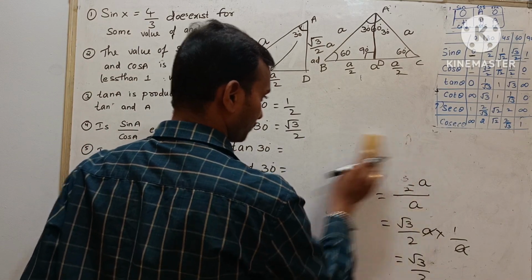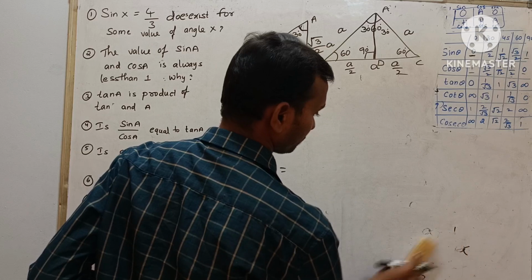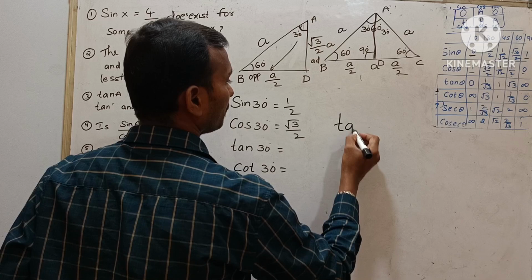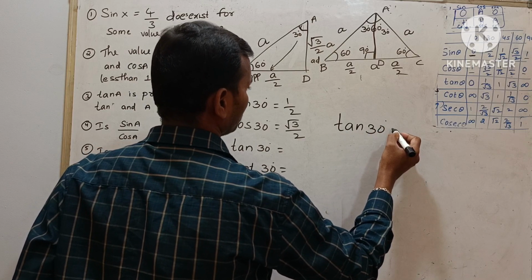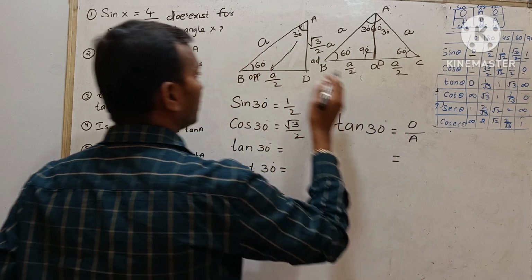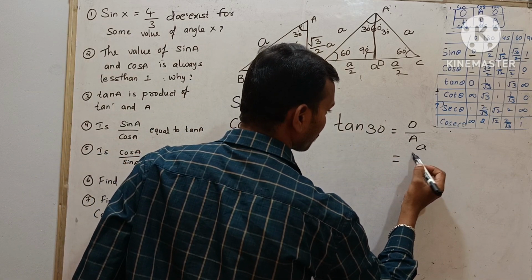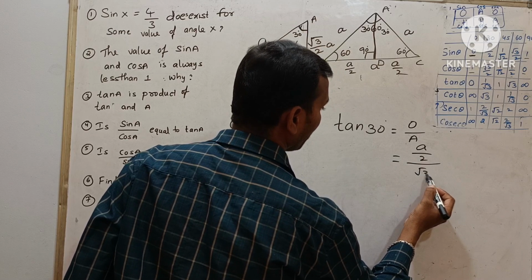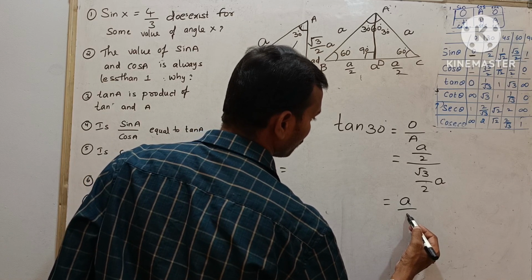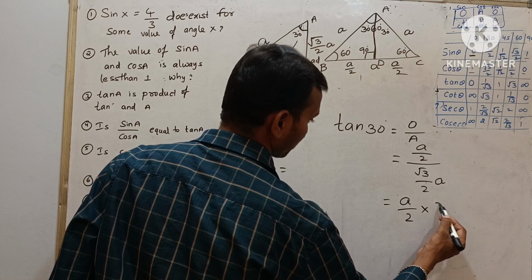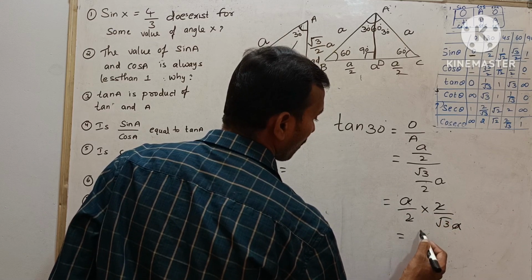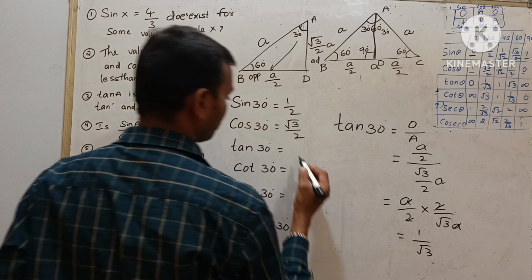Now we will calculate tan 30. Tan 30 is nothing but opposite by adjacent. Here the opposite is A by 2, and the adjacent is root 3 by 2 times A. Fraction by fraction, whenever the denominator is a fraction it goes to the numerator and becomes reversed. 2 gets cancelled. 1 by root 3.